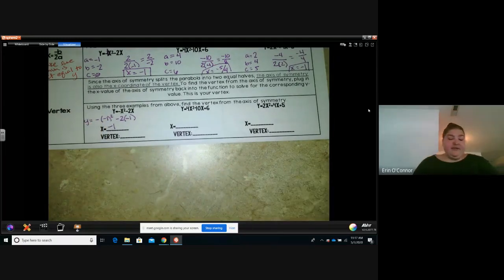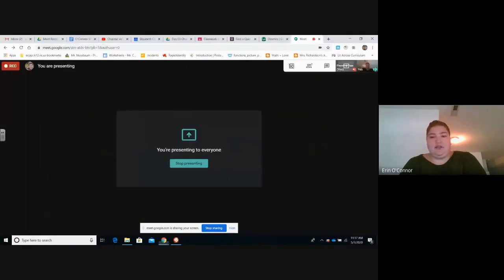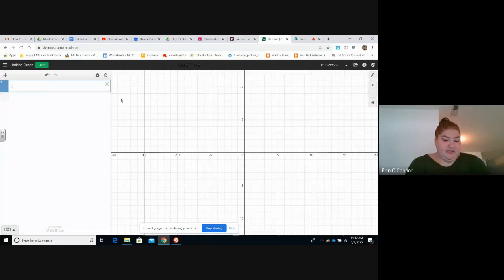And now this is going to be really helpful for you. You can either do this in your head, and if you can, please do. Or you can just plug this straight into Desmos. So negative, and plug it in exactly as it's written.